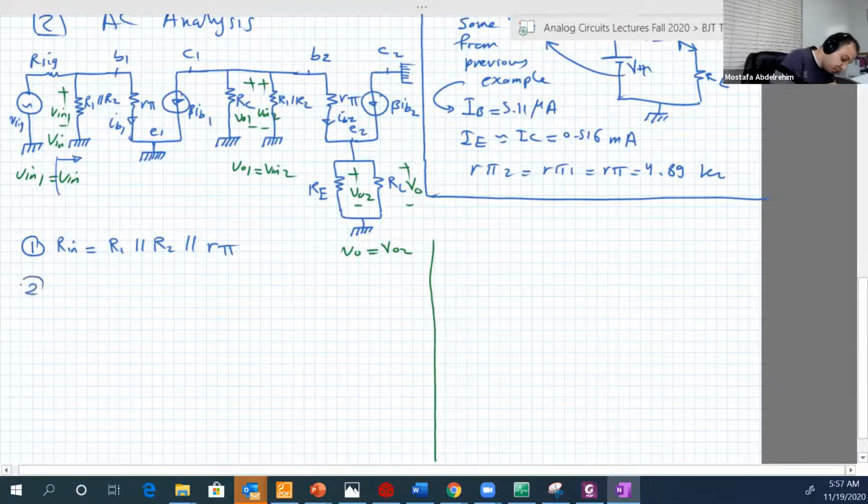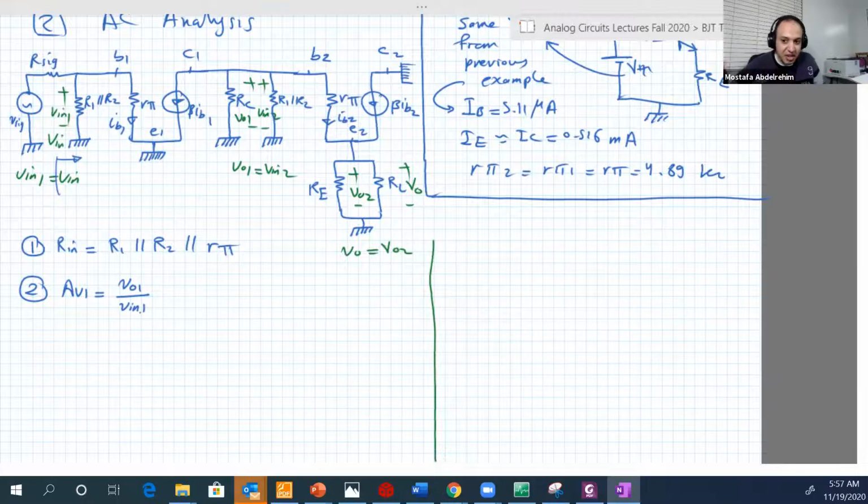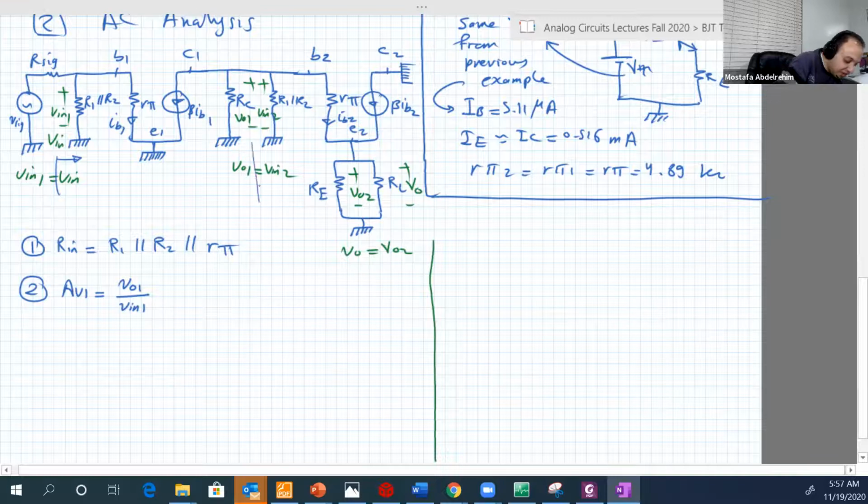Okay, number 2, let's do now the AVs. So AV1 equal to V output 1 over V input 1. And it will be very complicated to do it because you have many resistances, many currents and stuff. So a good way to do that is to determine R input 2. Remember, if we look between these two terminals here, we find R input 2.